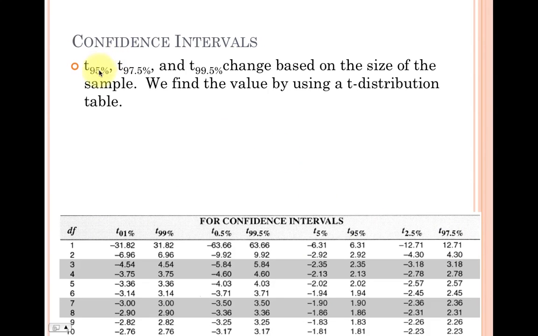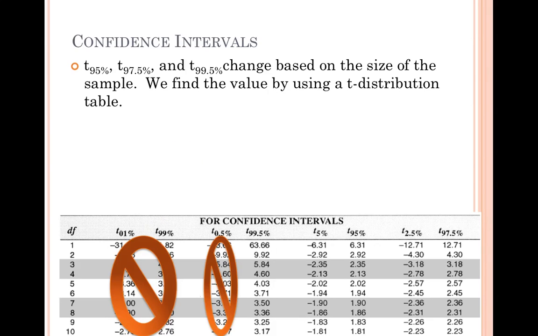T 95%, 97.5%, and 99.5% change based on the size of the sample. So in these problems, it's going to become critical to know the size of the sample in order to figure out what the t-score is that we should be using in the formula. We're never going to be using the 2 columns labeled t subscript 0.1% and t subscript 99%. We're not going to be using these 2 columns in constructing our confidence intervals, so you don't have to worry about them.